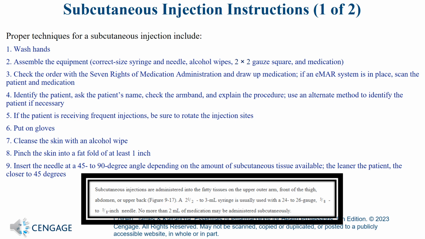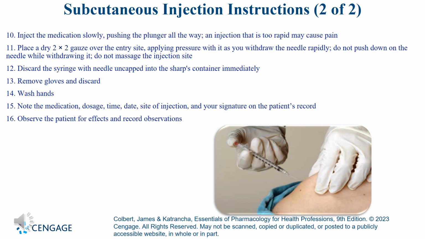Subcutaneous injections are administered into the fatty tissues of the upper arm, front of the thigh, abdomen, and upper back. If you look at figure 9-17, a 2.5 to 3 milliliter syringe is usually used with a 24 to 26 gauge, 3/8 to 5/8 inch needle. No more than 2 milliliters of medication may be administered subcutaneously. As I previously stated, there's a picture for you to see how you would pull that.